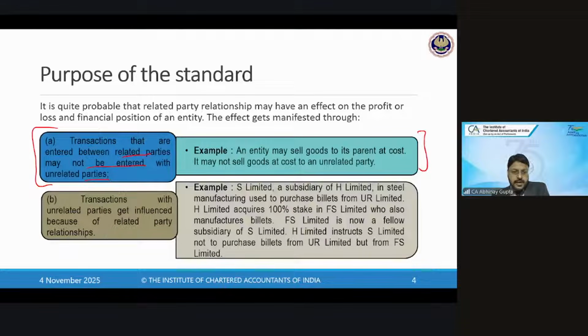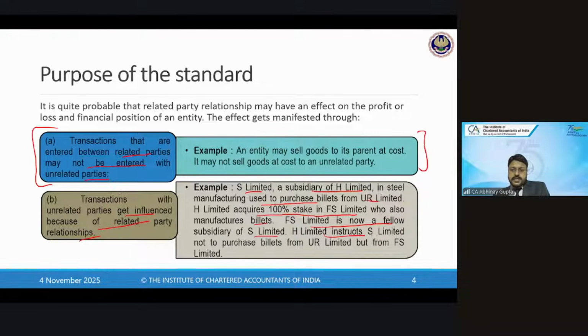And then transactions with unrelated parties getting influenced because of related party relationships. So even if the transaction is with an unrelated party, it might also be influenced by virtue of any other party's relationship. For example, S Limited is a subsidiary of H Limited, in steel manufacturing, and used to purchase billets from UR Limited, right? H Limited acquires a 100% stake in another company, FS Limited, which also manufactures billets. Now, FS Limited is a fellow subsidiary of S Limited.